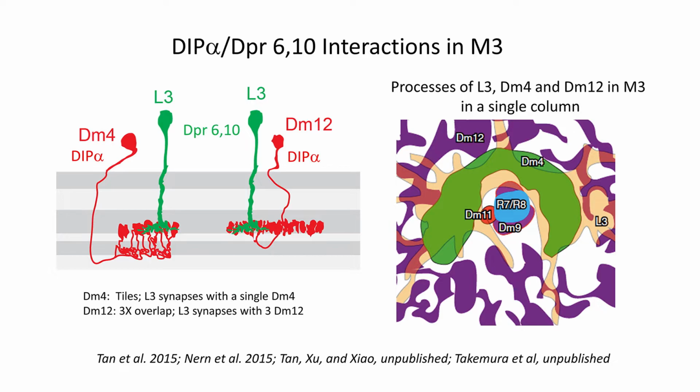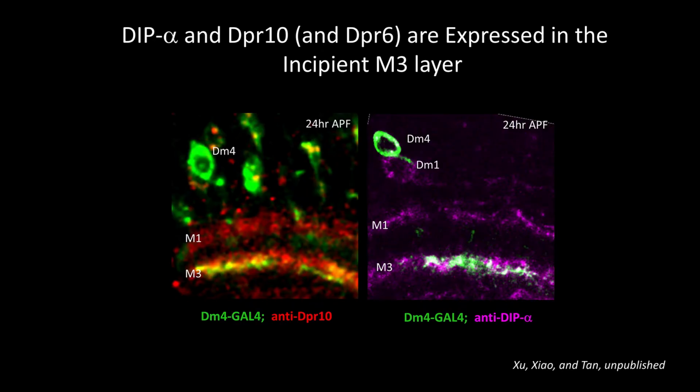Okay, so let's look at what this interaction does in these neurons. So first, antibodies generated to DPR10 and DIP alpha, as well as DPR6, which I'm not showing you here, are expressed in the incipient M3 layer.